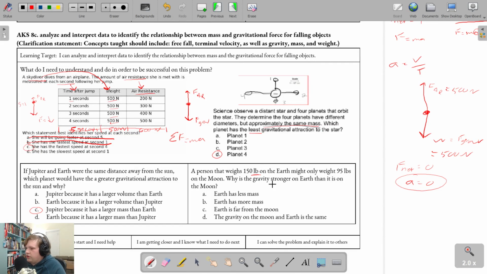Why is gravity stronger on Earth? Earth has more mass. There you go. That's it. Earth has more mass than the moon, therefore it has more gravity. And we're done. Okay, so the only problem we had was this one right here.